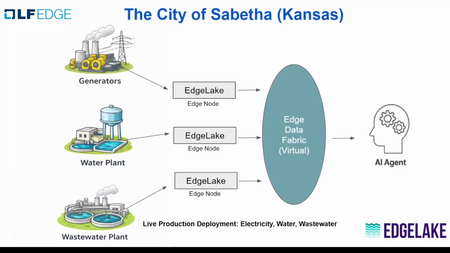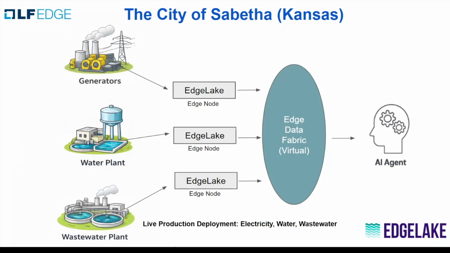One example of EdgeLake in full production deployment is enabling the city of Sabetha, Kansas, in being a smart city. Sabetha is using EdgeLake to manage its electricity generators, water plant, and wastewater plants. Each system keeps its data locally, but EdgeLake enables the city to monitor their entire infrastructure seamlessly and without incurring any cloud costs or having any cloud dependency.